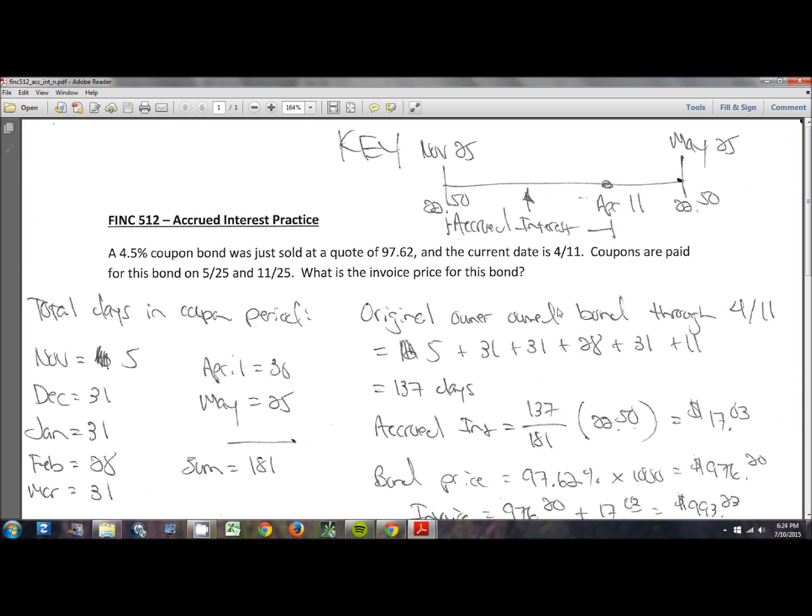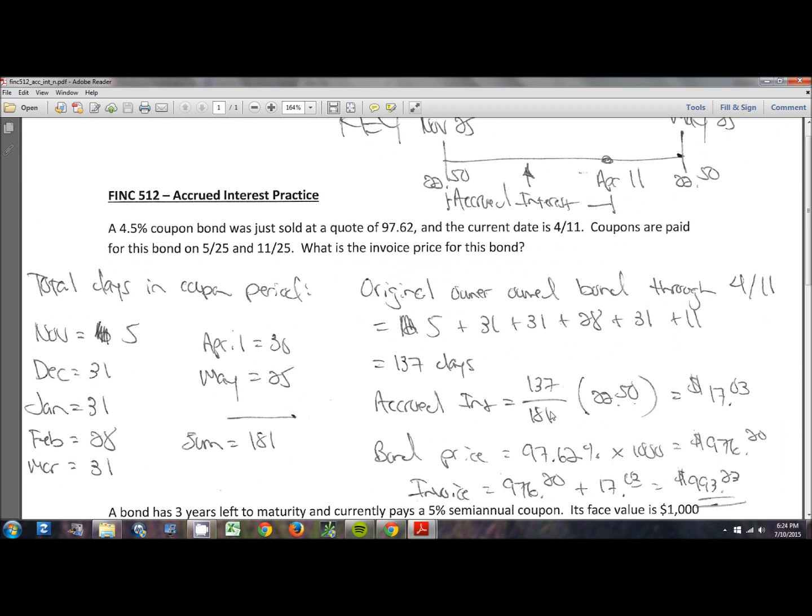The original owner owned the bond through April 11th. So he held it for the 5 days in November, all of December, all of January, all of February, all of March, and 11 days in April. That's 137 days. So he is owed 137 out of 181. That's the fraction that he is owed of the coupon payment of $22.50, which of course was found by taking the 4.5% coupon bond. That's $45 every year, which is going to be $22.50 every 6 months. So the accrued interest here is $17.03.